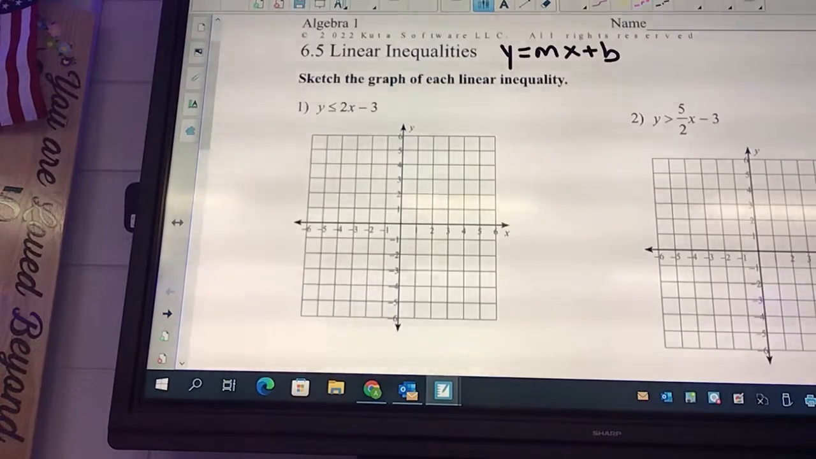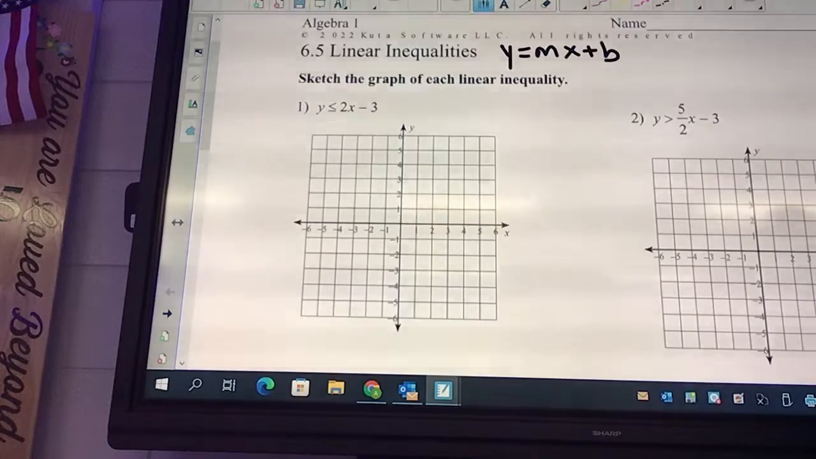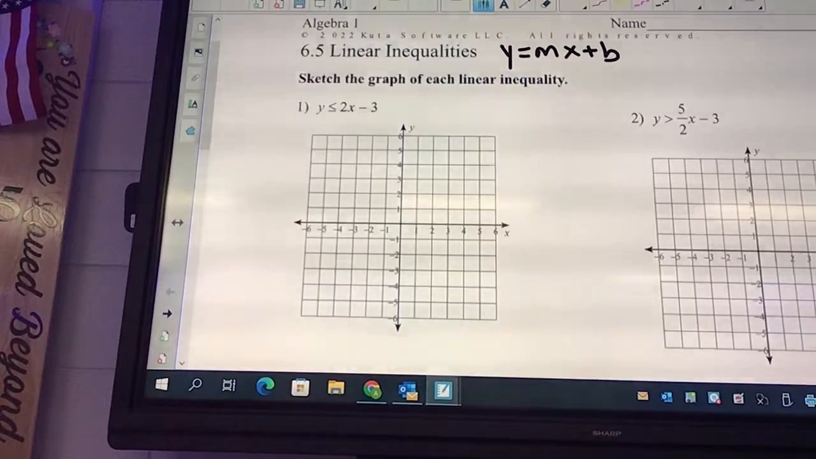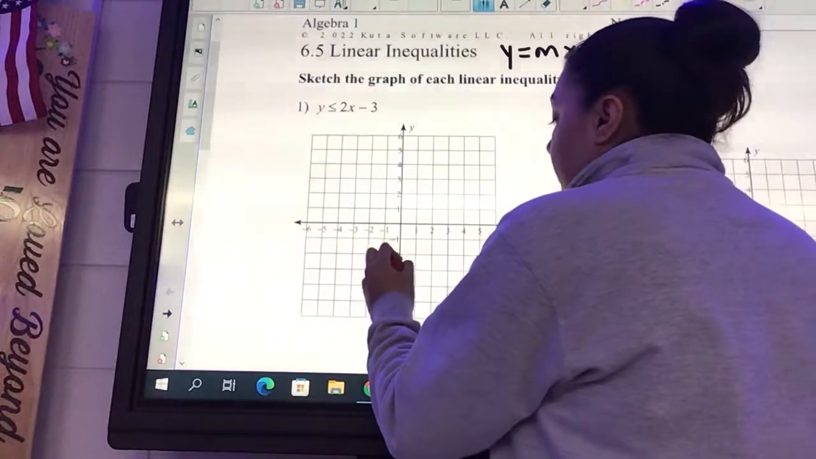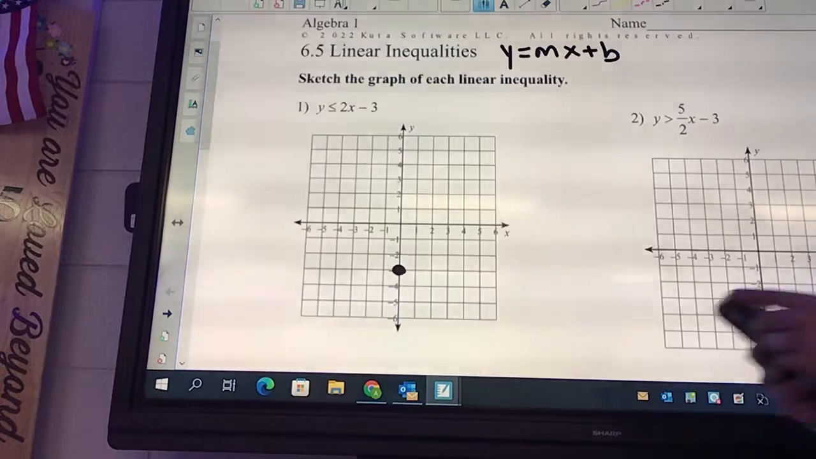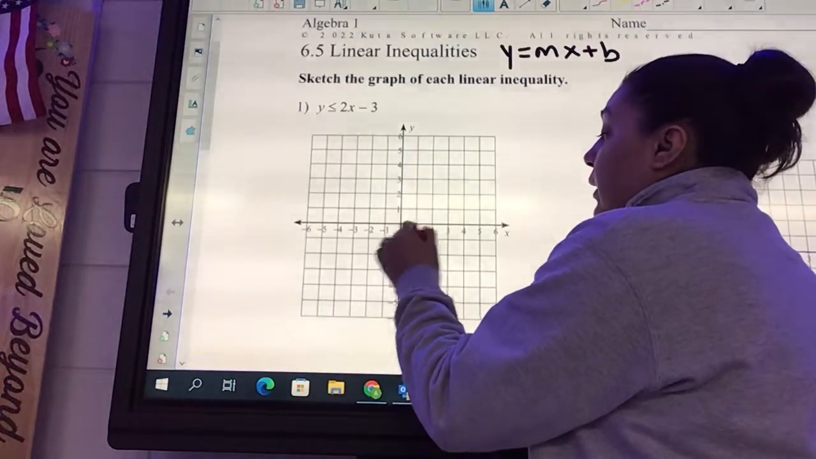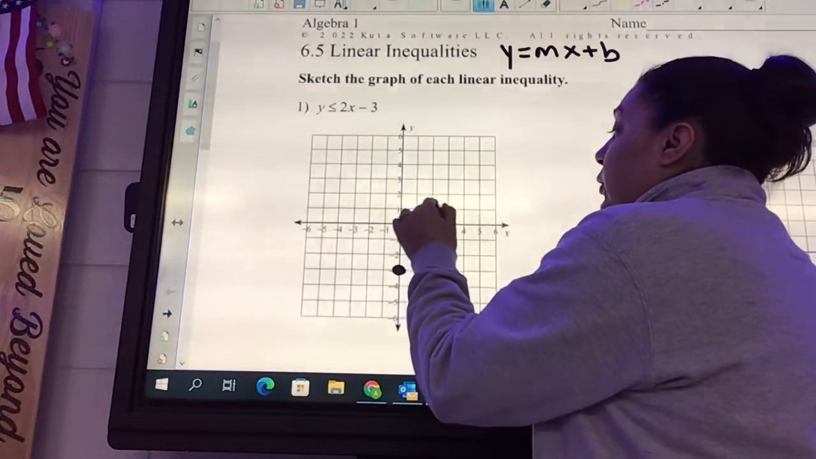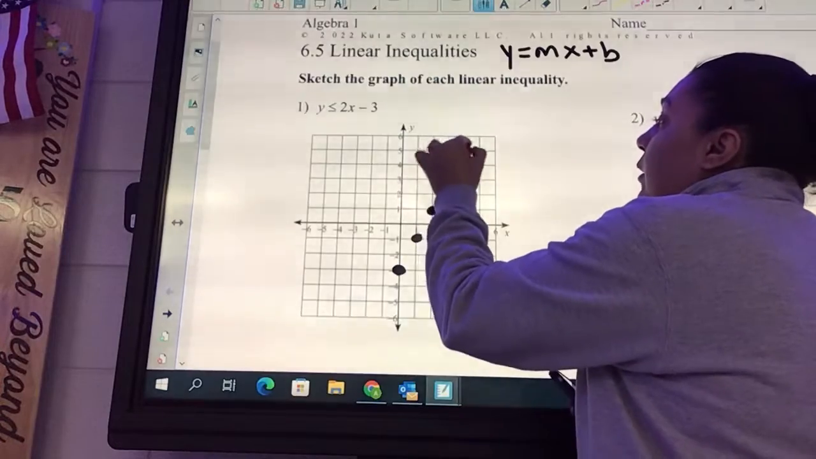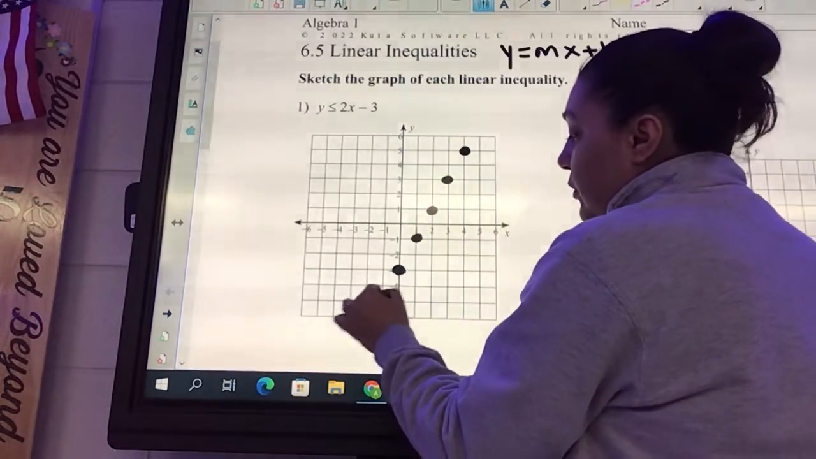What does the b stand for? It's the y-intercept. Okay, what about the m? Yeah, it's the slope. Okay, so where does this graph start? Yeah, it starts at -3. And our slope is what? Up 2 and over 1. Up 2 over 1. And this one I'm going to graph all of the points, but you don't need to. Up 2 over 1. Up 2 over 1. So we can go down 2 over 1.